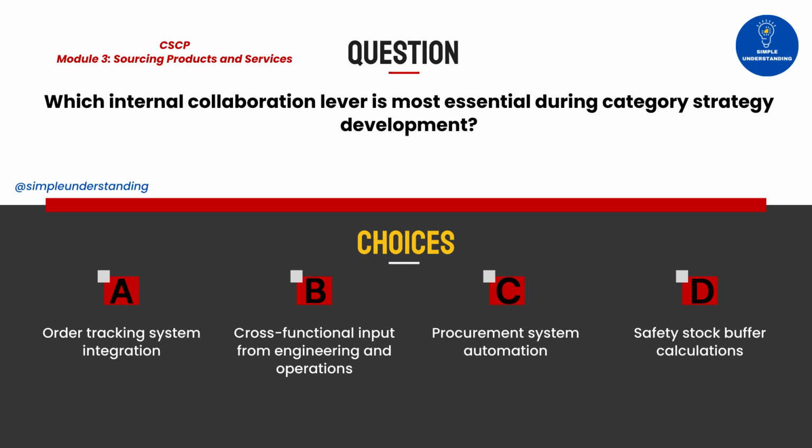13. Which internal collaboration lever is most essential during category strategy development? A. Order tracking system integration.